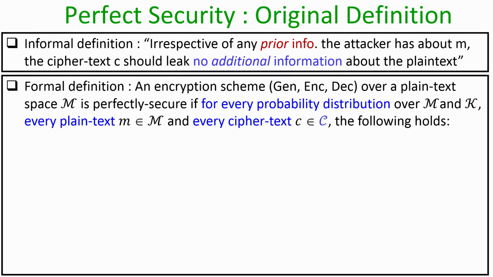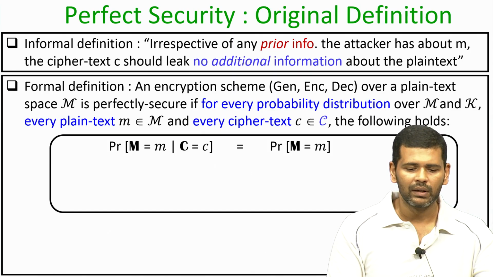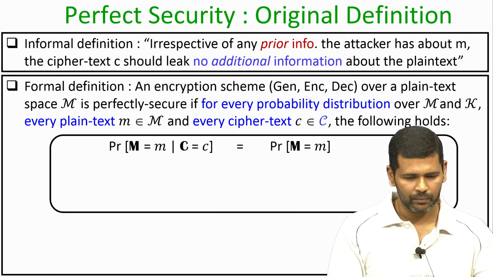Formally, an encryption process, namely a collection of algorithms, key generation, Enc and Dec, over a plain text space M is called perfectly secure if for every probability distribution over the plain text space and key space, and for every plain text m belonging to the plain text space according to that probability distribution, and for every ciphertext C belonging to the ciphertext space, the following equality holds.